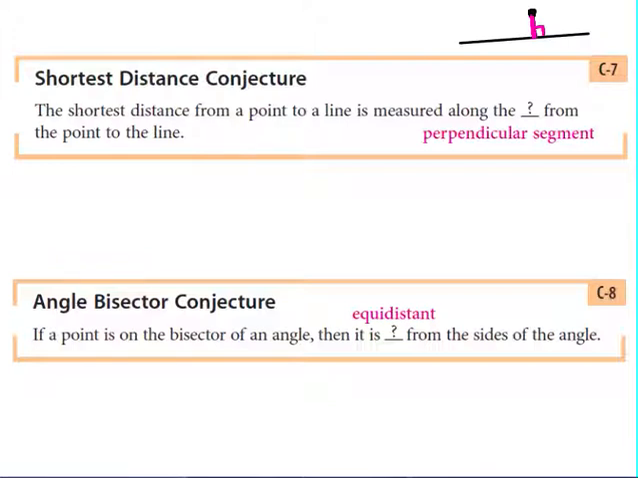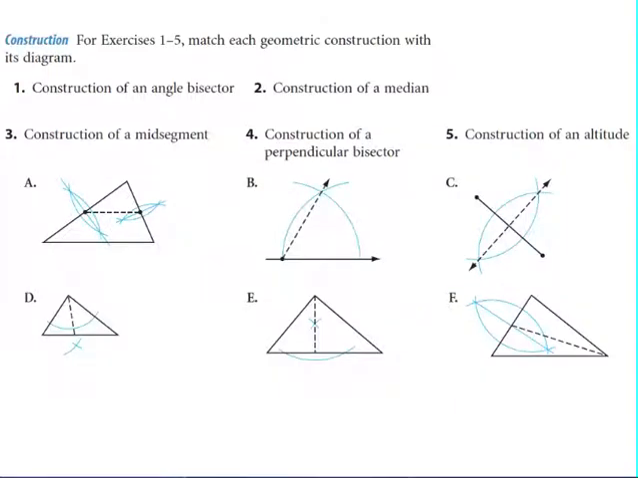Alrighty then. What we're going to go ahead and do now is look and match some things up with some constructions. So let's go ahead and look at this. It says for exercises 1 through 5, match each geometric construction with its diagram. Okay, so we've got diagrams down here. Now notice, how many numbers do I have up here? 5. How many constructions do I have? 6. So it's one of those where you can't just pair up the 5, so we're going to have to watch and look a little bit.